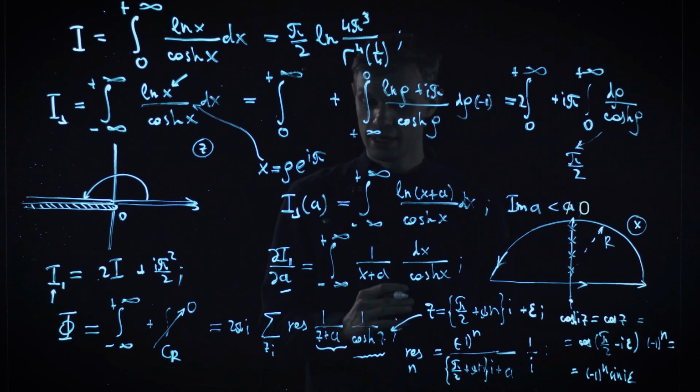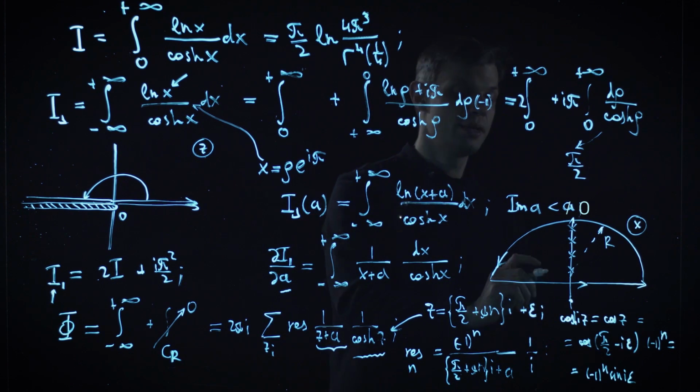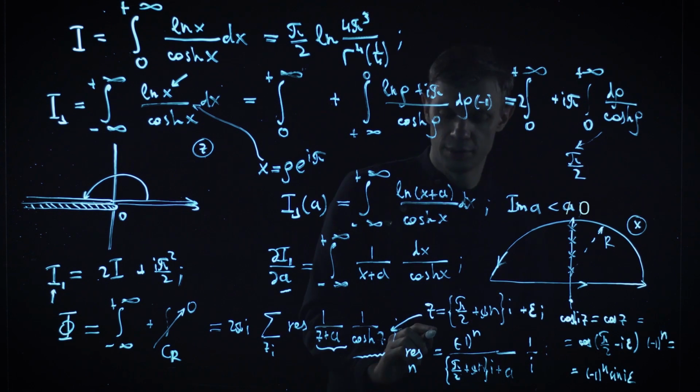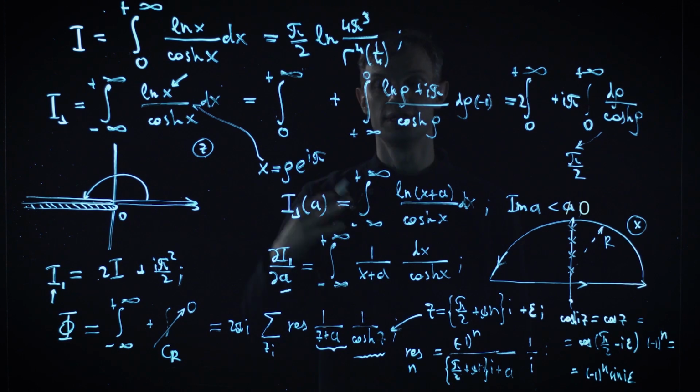Now we know the residues, and we can write down the answer for this integral in terms of the following infinite sum. The sum of all the residues stretching from n equals 0 to plus infinity. So let's switch to the next slide to see how it comes about.